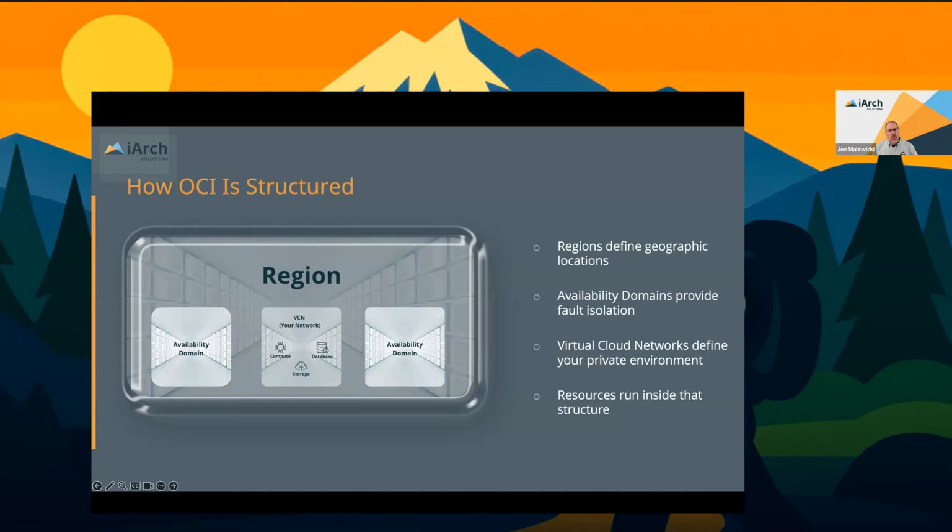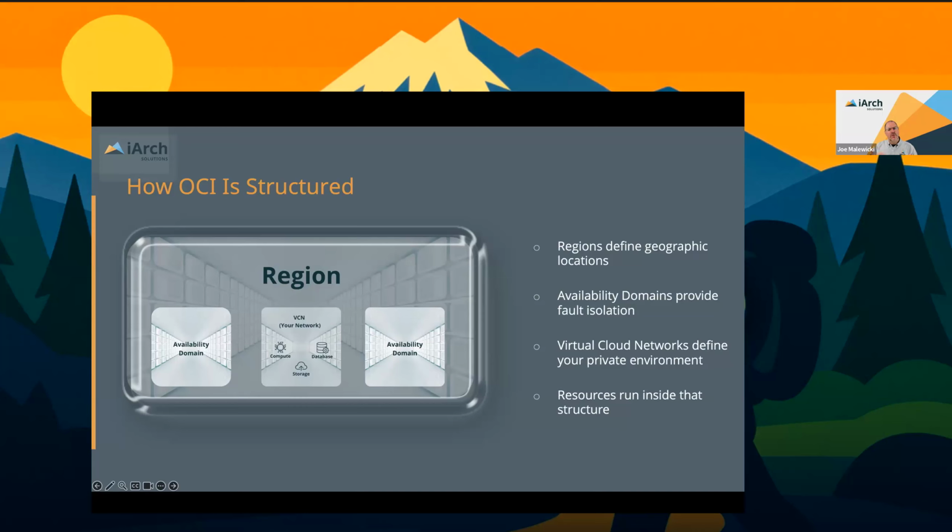So inside that network, the fourth piece is where you deploy all your resources and services, your workloads, your servers, whatever you want to run in the cloud. So there are four major components here. Everything builds from the outside in: region, availability domain, VCN, resources. Your location, your isolation, your network, and your workloads.